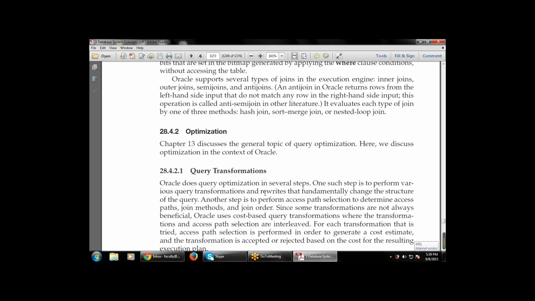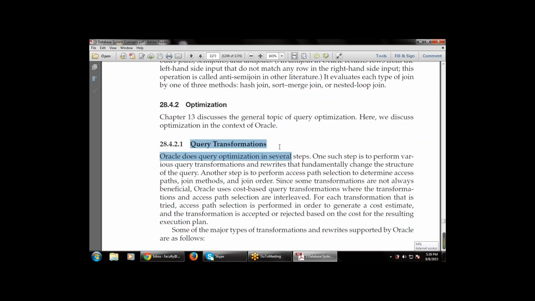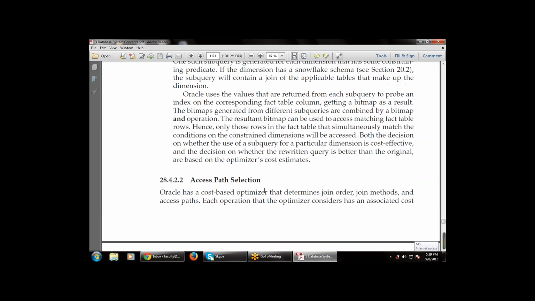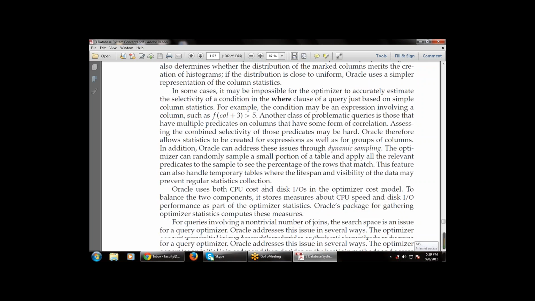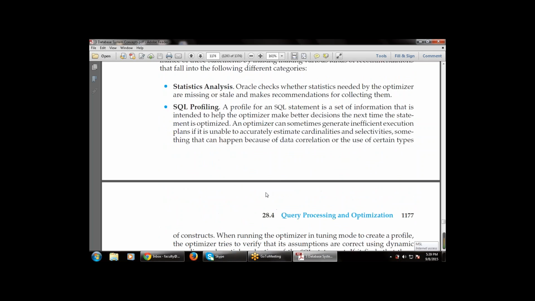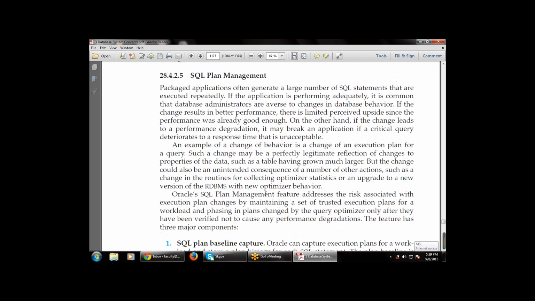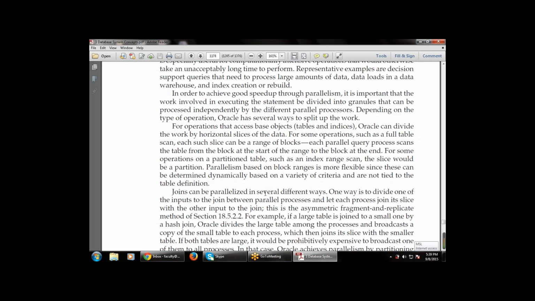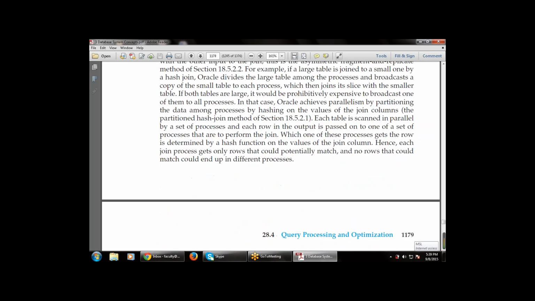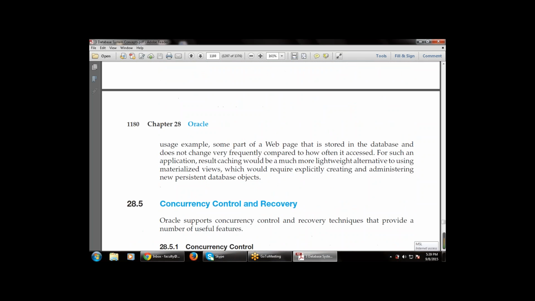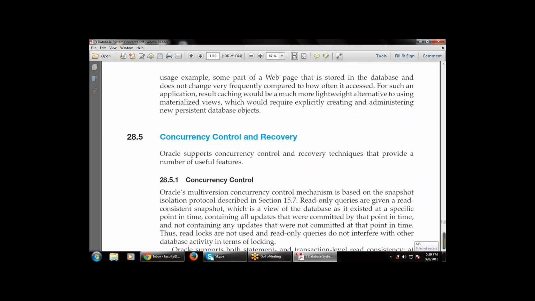Then optimization, that we have also covered: query optimization, query transformation, that is transferring from one place to another place. Then access path selection, then partition pruning, then SQL tuning advisor, then SQL plan management, that is how to plan the various parts. Then parallel execution, then process structure, then result caching. So these are the various query optimization techniques.